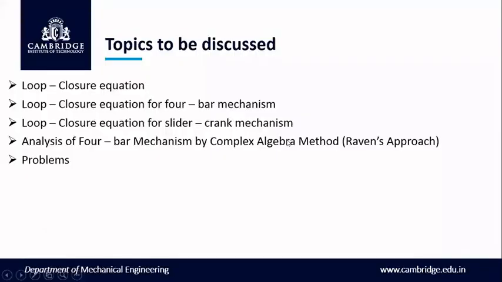In this session, we will discuss the loop closure equation for four-bar mechanism, then the loop closure equation for slider crank mechanism, and how to do the analysis of four-bar mechanism using Raven's approach, that is by complex algebra method, then some example problems.